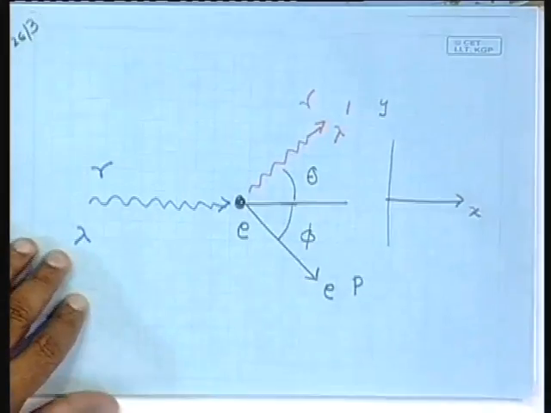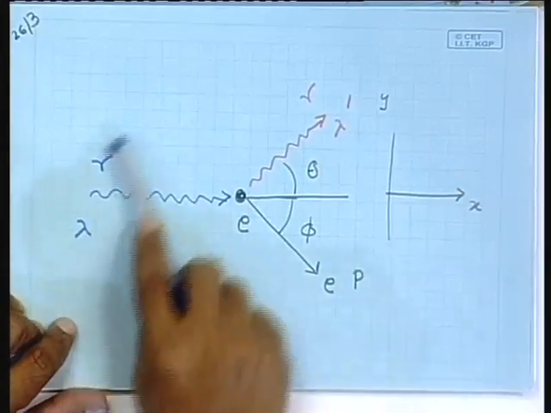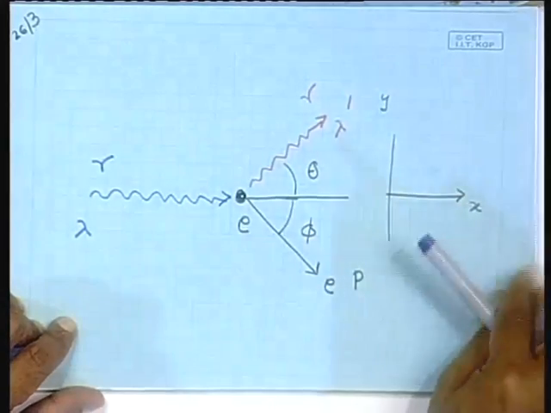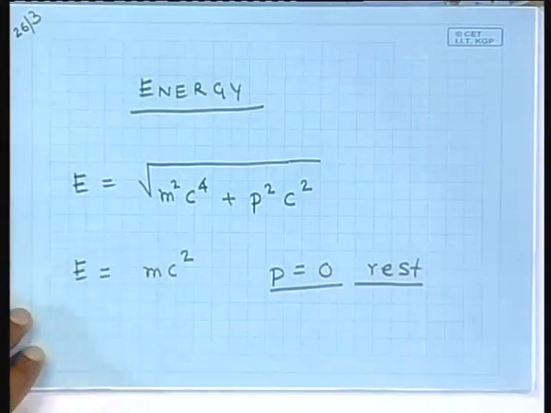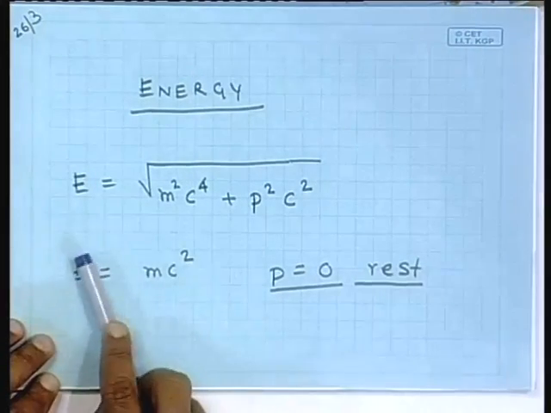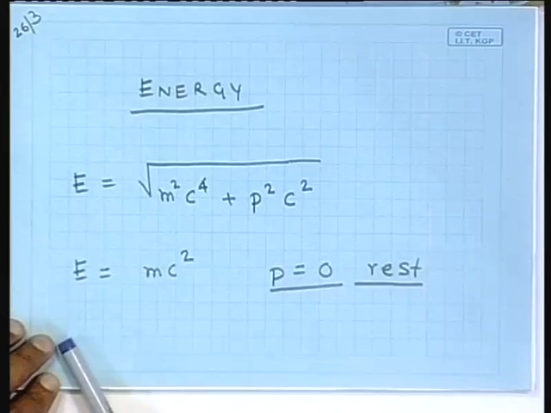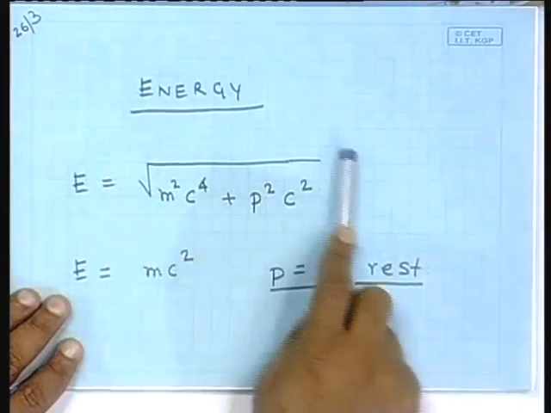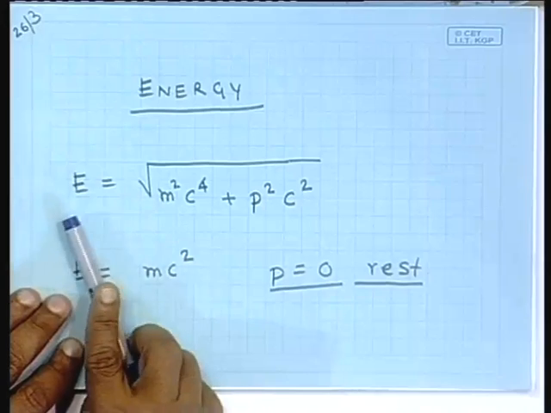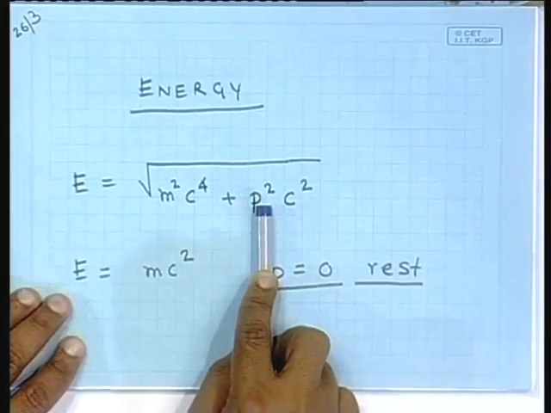So, in the last class we went into this calculation. The first thing that we invoked was the conservation of energy, and I had told you that the energy of the electron has to be calculated using this formula. This is the correct relativistic formula for the energy of the electron in terms of its momentum.